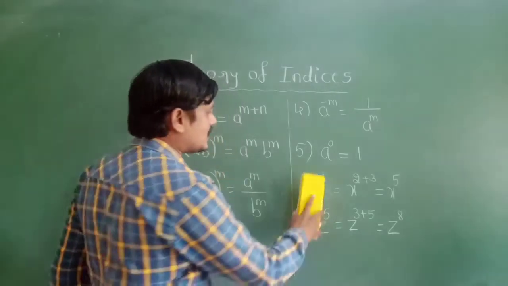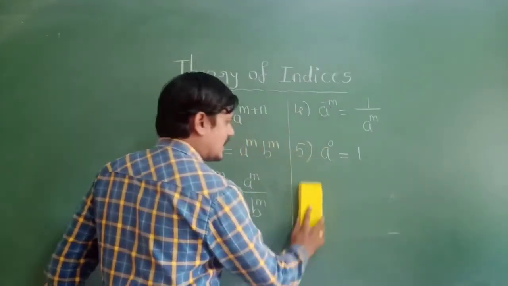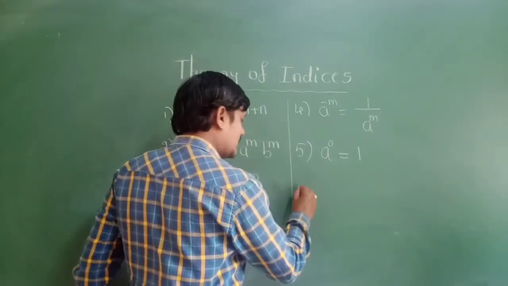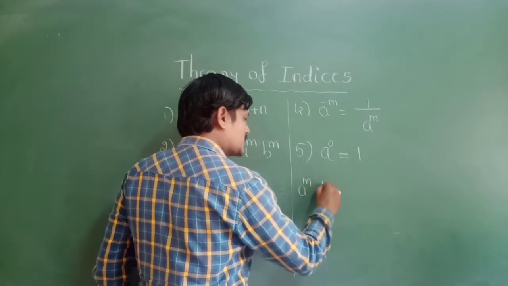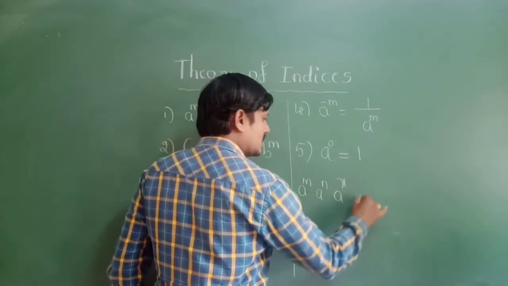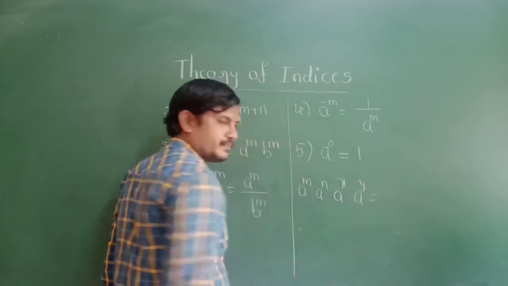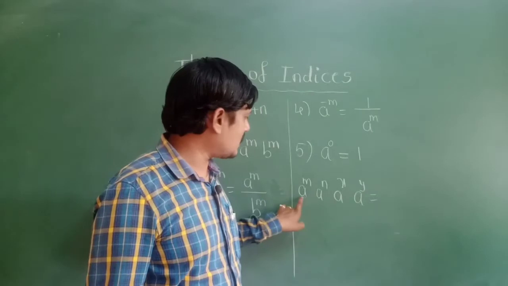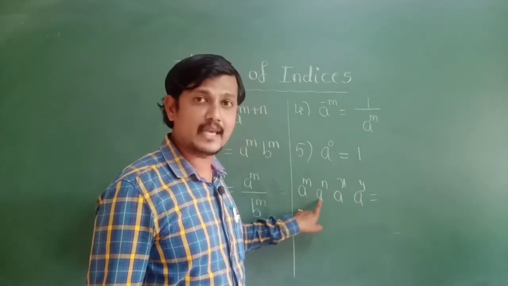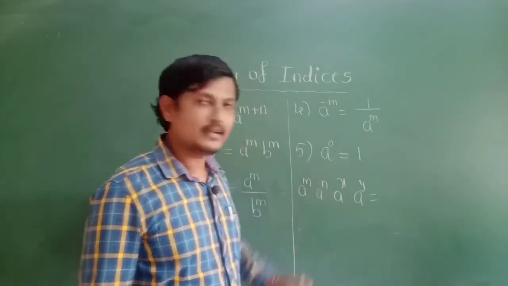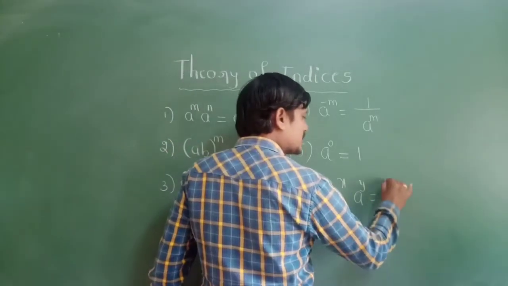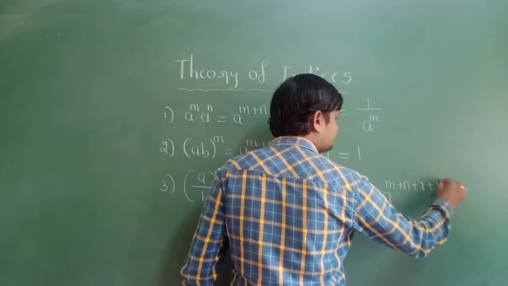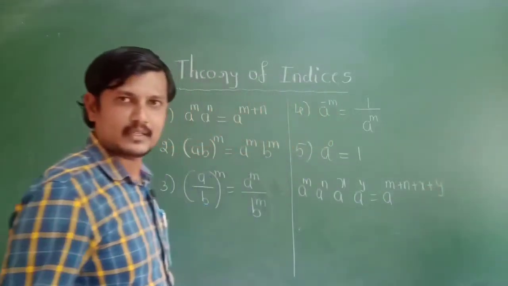It is not limited to only 2 terms, we can add 3 terms also. If you consider a raised to m, a raised to n, a raised to x, a raised to y, all the relation is multiplication only. Therefore all the bases are the same, that is a. Then we can add the power, that is a raised to m plus n plus x plus y.